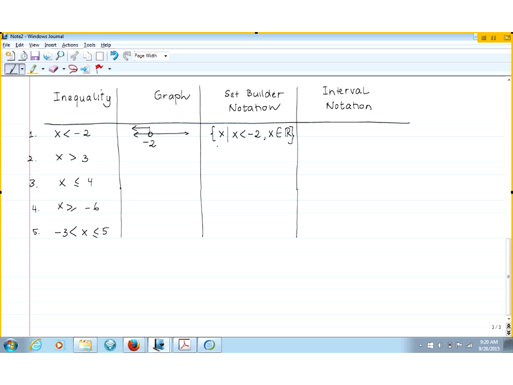Okay. Now, how do I write my interval notation? So from left to right. So what is my smallest solution here? What is the smallest solution that I have here? -infinity. Okay. And I have to use parentheses, comma, -2. And do I use parentheses or bracket?